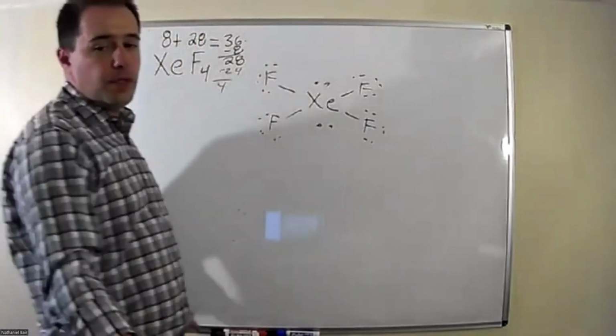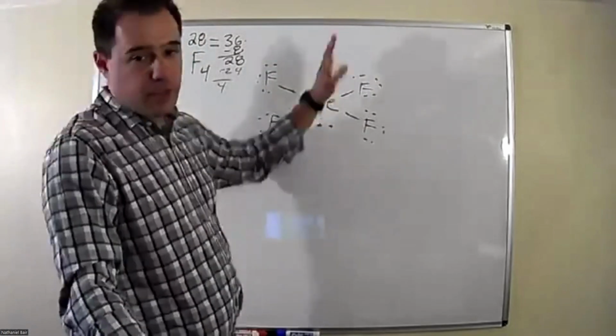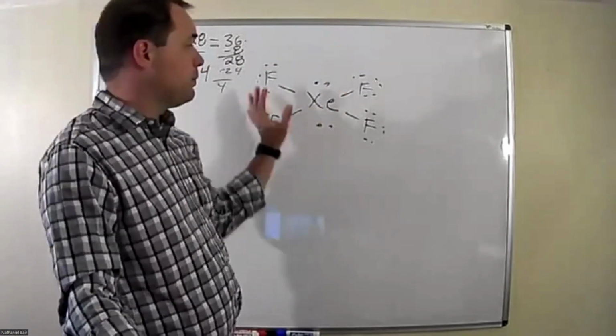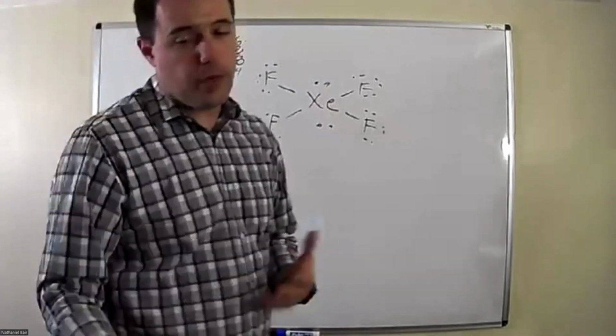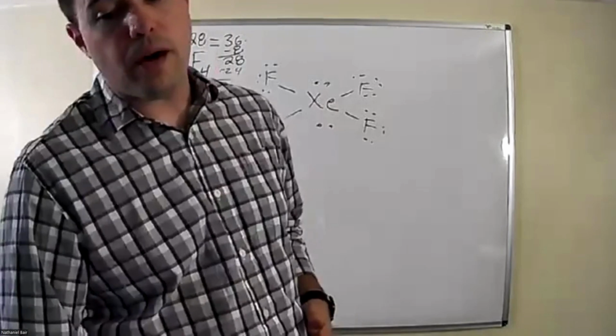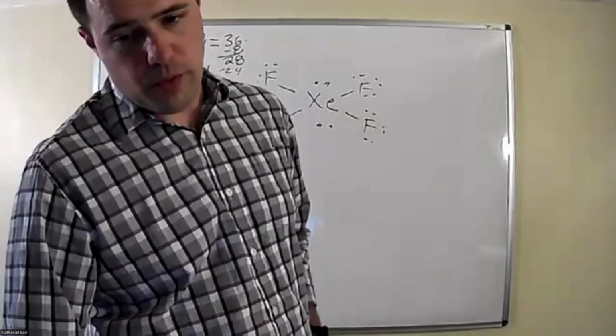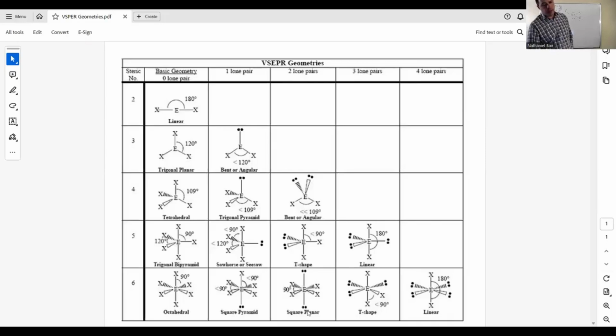What do we have here? Well, we're in domain 6, folks, and we got 2 lone pairs on the central atom. Domain 6, 2 lone pairs. This is going to be square planar. If we look at the sheet, square planar right here. Okay, and let's talk about this shape.